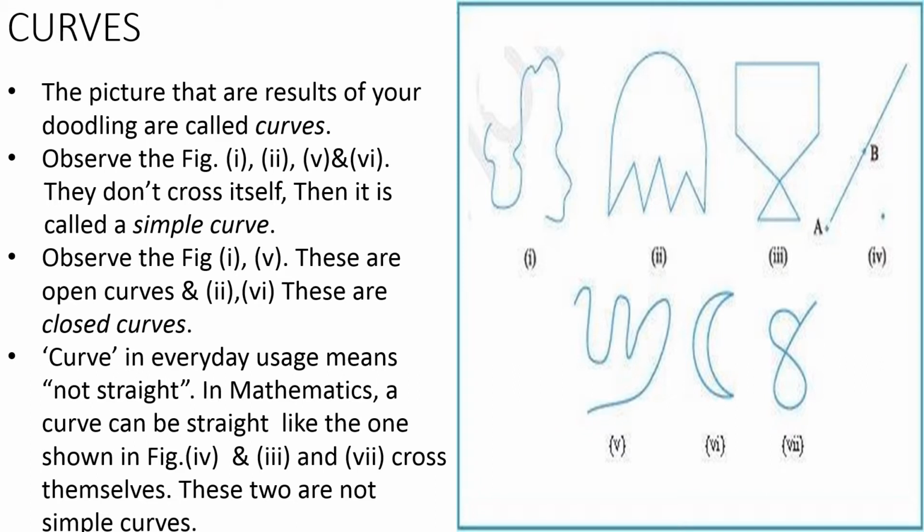What is the meaning of doodling? Doodling means freehand drawing. See, observe figures 1, 2, 5 and 6. If you observe those four figures, these four figures do not cross themselves, so it is called a simple curve.